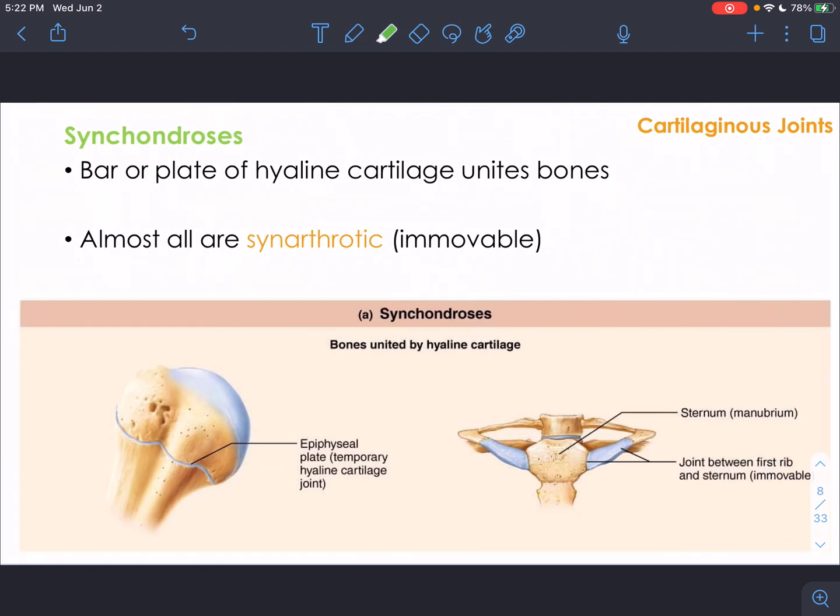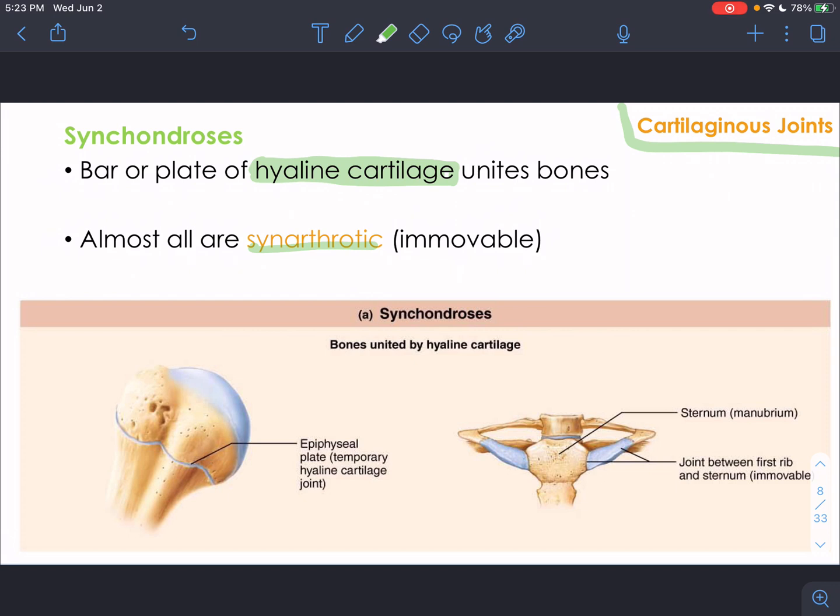Okay, so first, synchondroses, again, cartilaginous. You have either a bar or a plate of hyaline cartilage that's uniting the bones. Okay, so you're going to have hyaline cartilage uniting two bones, right? That makes it a joint. Most of these are going to be synarthrotic or immovable, right? No movement at all, immovable.